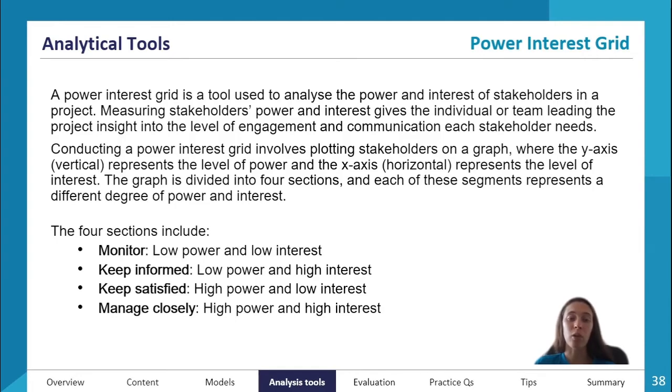You need to keep low power and high interest stakeholders informed because they're interested, they want to know about it, but they don't need to necessarily be satisfied because ultimately they don't have any say really anyway. And then manage closely, of course, is when you've got high power and high interest, and that is the top right-hand corner of the graph.